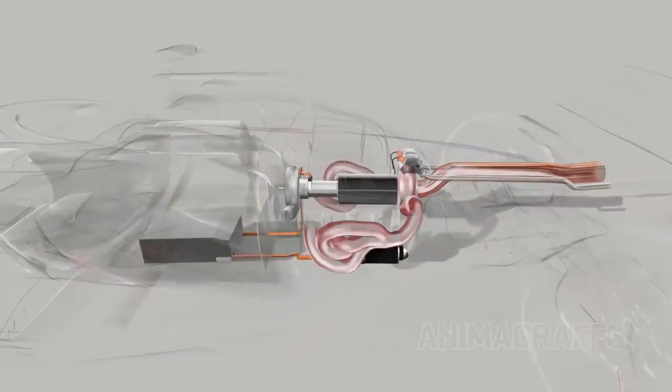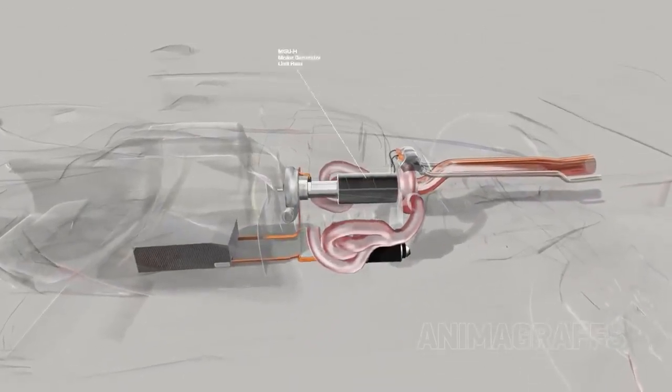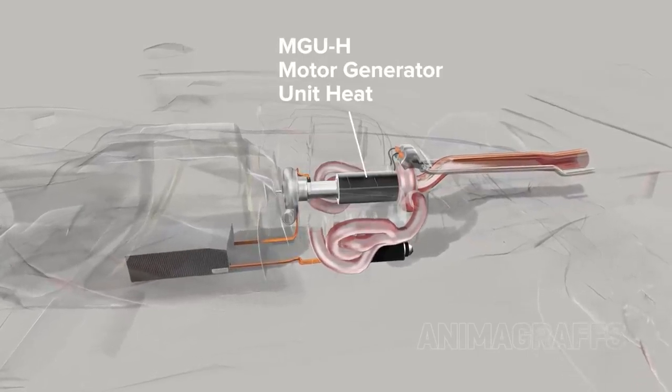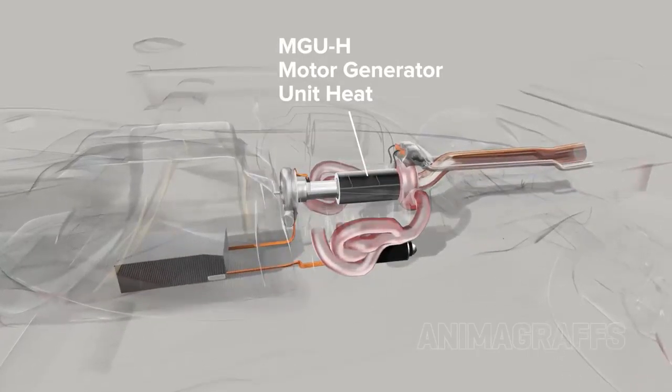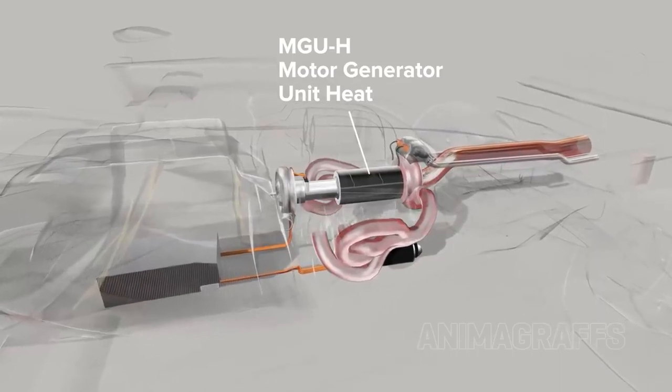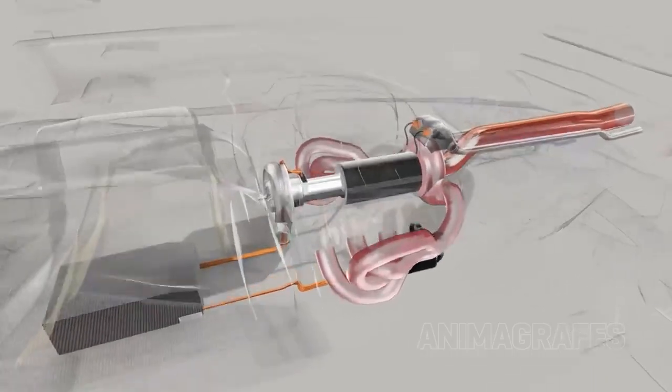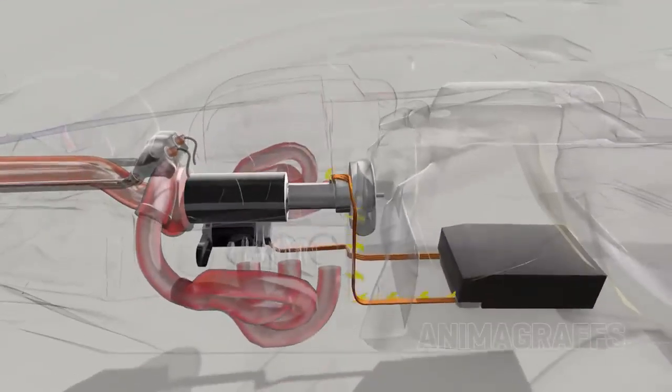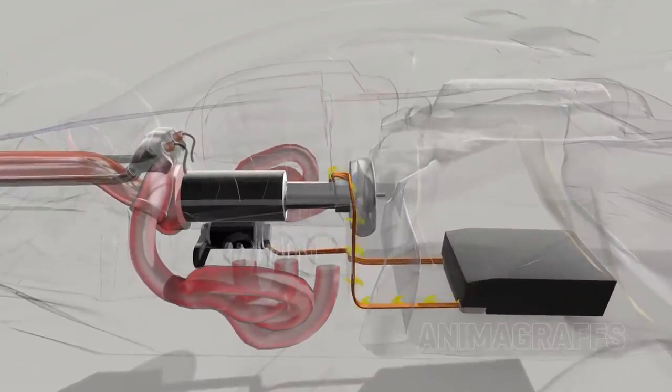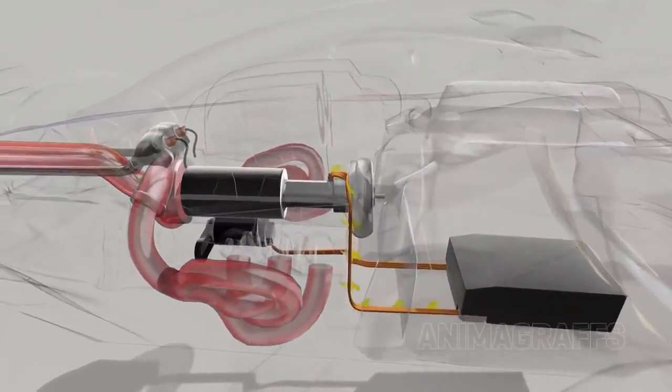A high-tech heat recovery unit sits between these turbo compartments, called the MGU-H, or Motor Generator Unit Heat. Excess heat from turbo gases drives this unit to act as an electric generator to charge the onboard battery.